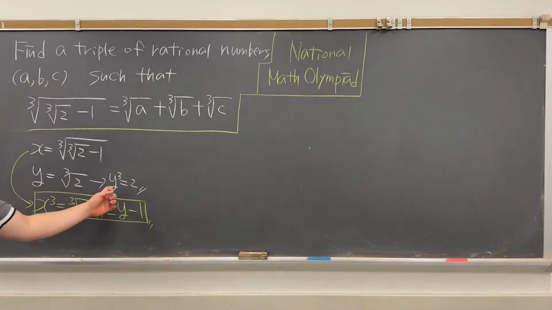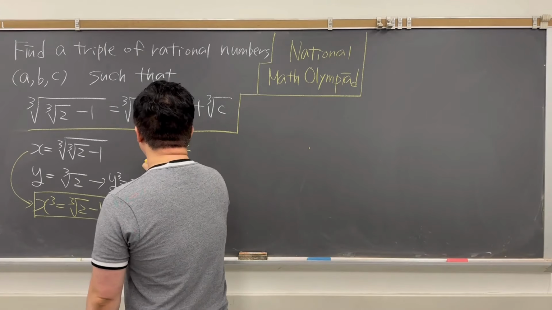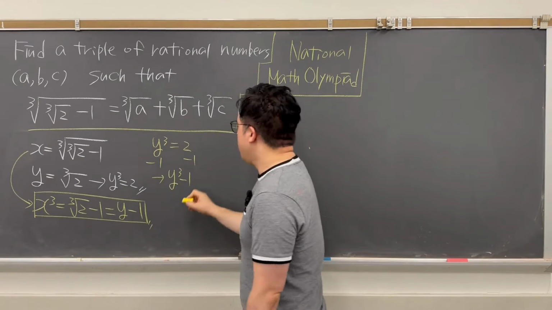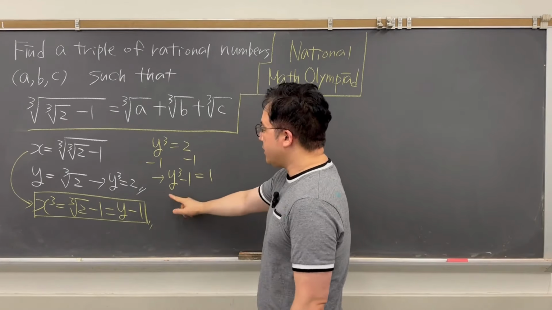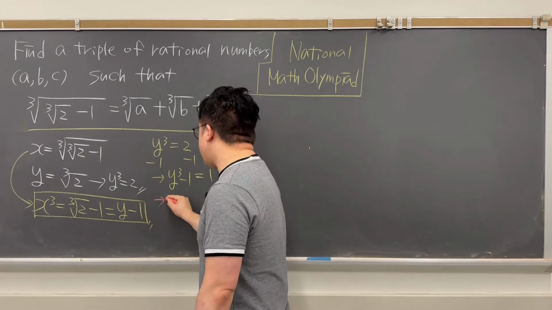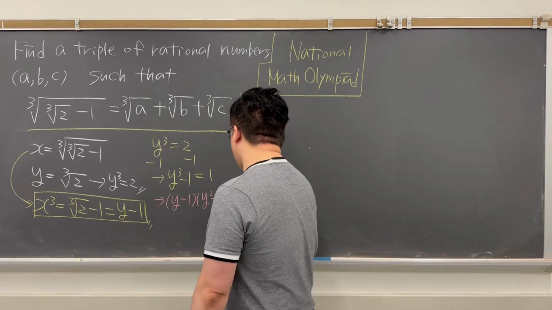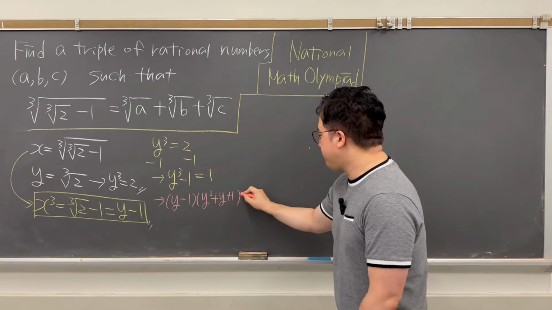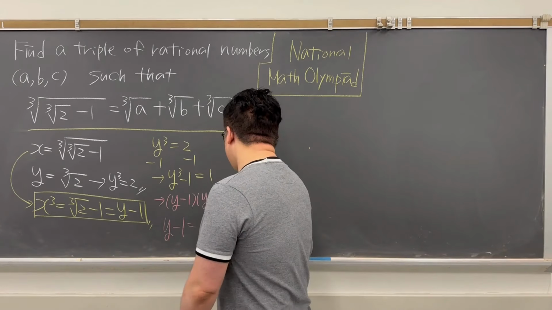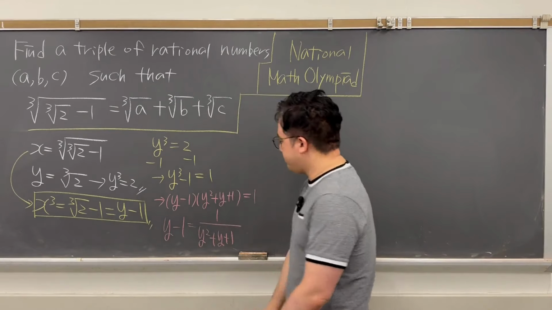Then going back to this y cubed is equal to 2. If you subtract 1 from the left and right hand side, then it's going to be y cubed minus 1 is equal to 1. But then again, the left hand side, we can easily factor out. So if you factor your left hand side out, then this is now y minus 1 times y squared plus y plus 1, that is equal to 1. Which means your y minus 1 is equal to 1 over y squared plus y plus 1.